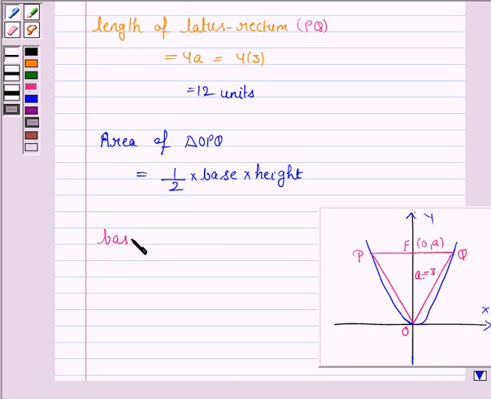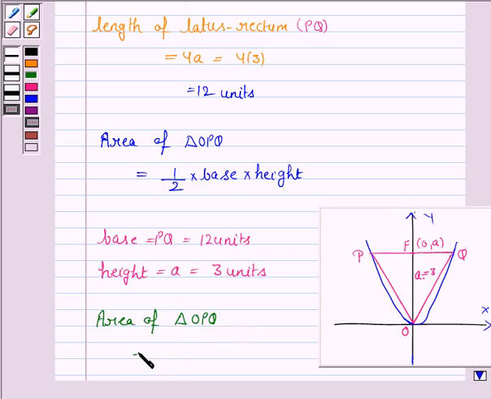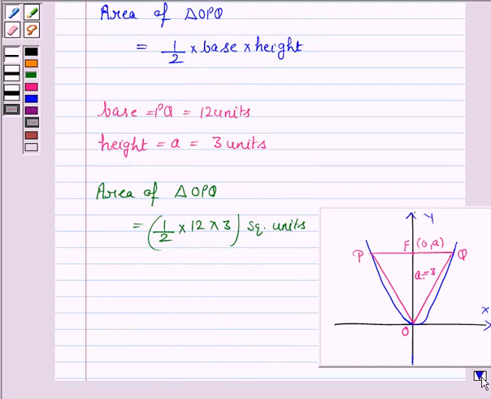So base is PQ which is 12 units and height is given by a which is 3 units. So area of triangle OPQ is equal to 1 by 2 into 12 into 3 square units, which is equal to 18 square units. Hence the area of the triangle is 18 square units.